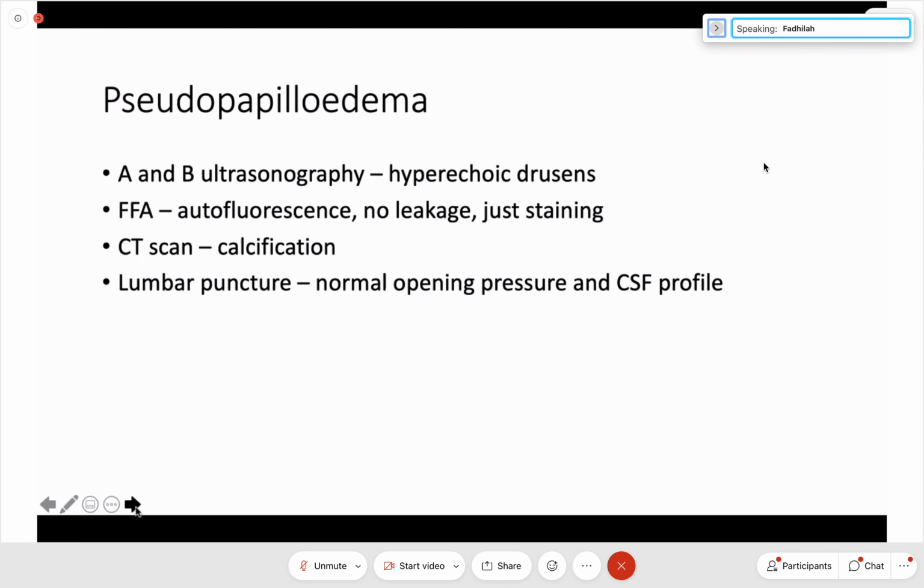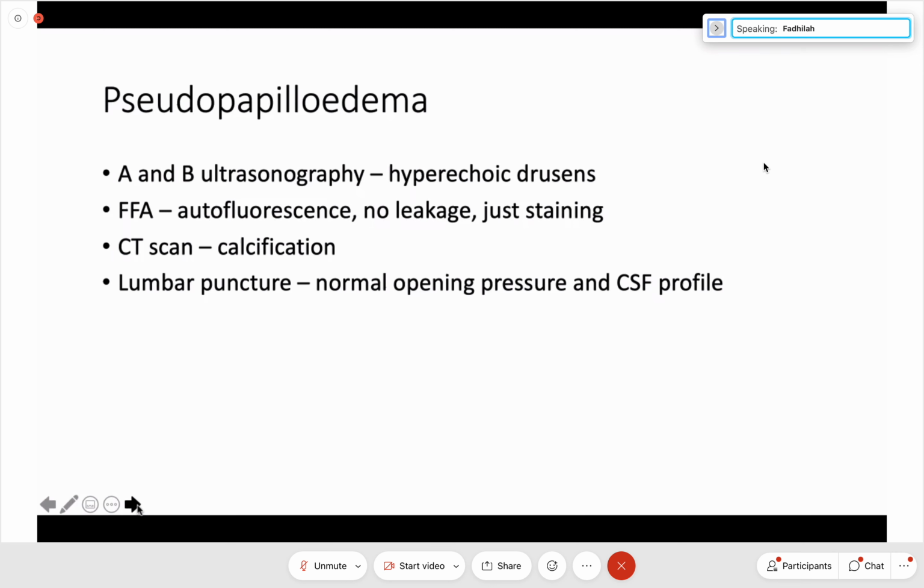Right, so what you can do is A and B ultrasonography and look for hyperechoic drusen. You can do FFA and autofluorescence. FFA would show that there is no leakage, just some staining around the disc. If you were to do a CT scan, you can see some calcification. And if you were to do a lumbar puncture, you will see that the opening pressure is normal, and the CSF analysis is also normal.